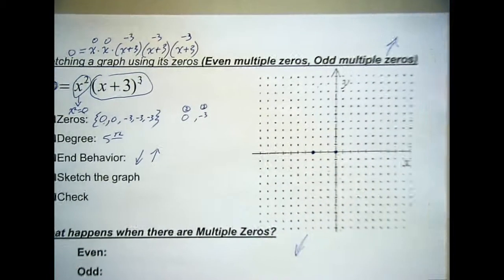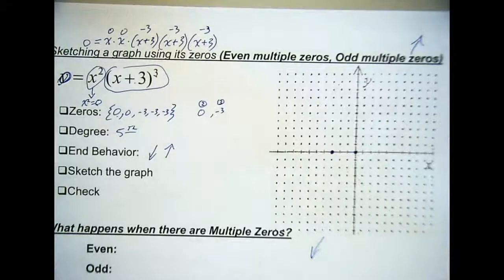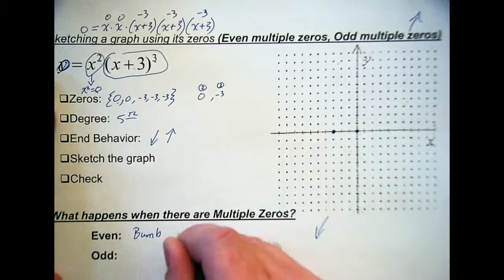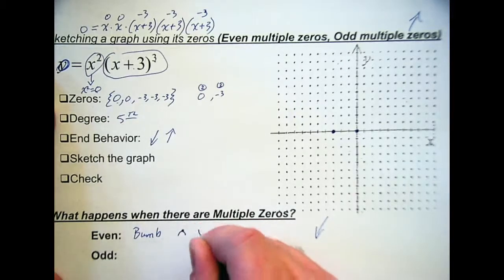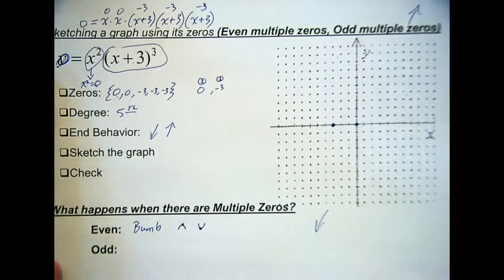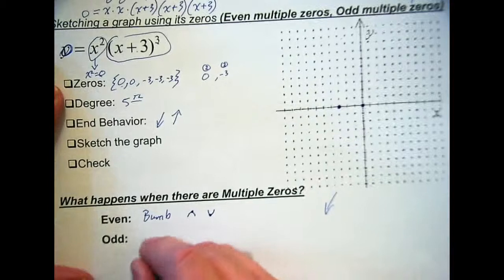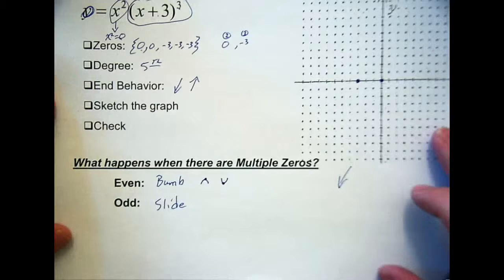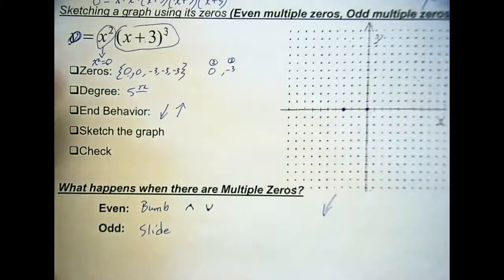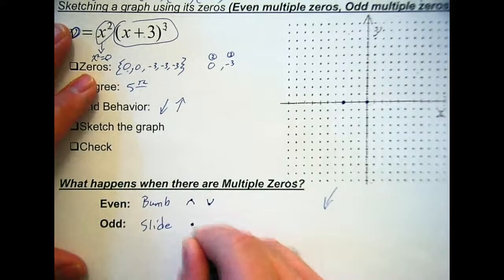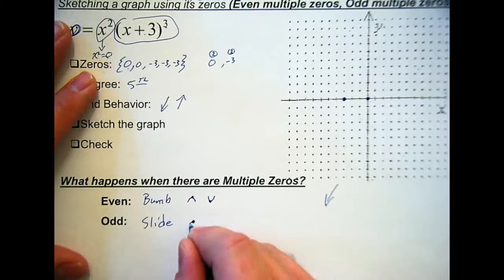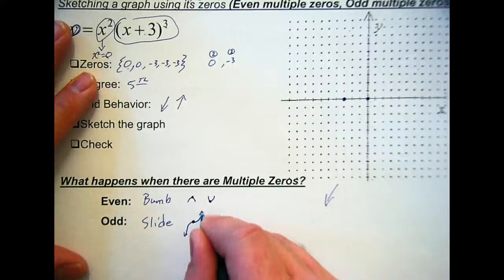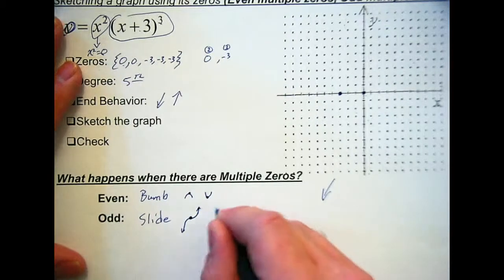We know when there's an even multiplicity, it's going to be a bump. Remember, that means it changes directions, either like that or like that. An odd multiplicity is a slide. You still have something happening, and be careful with your slides. Usually my 9th graders are very messy sliders. Your slide should look like a parabola starting downward, and on the other side, a parabola going upward, or a parabola going downward like that.